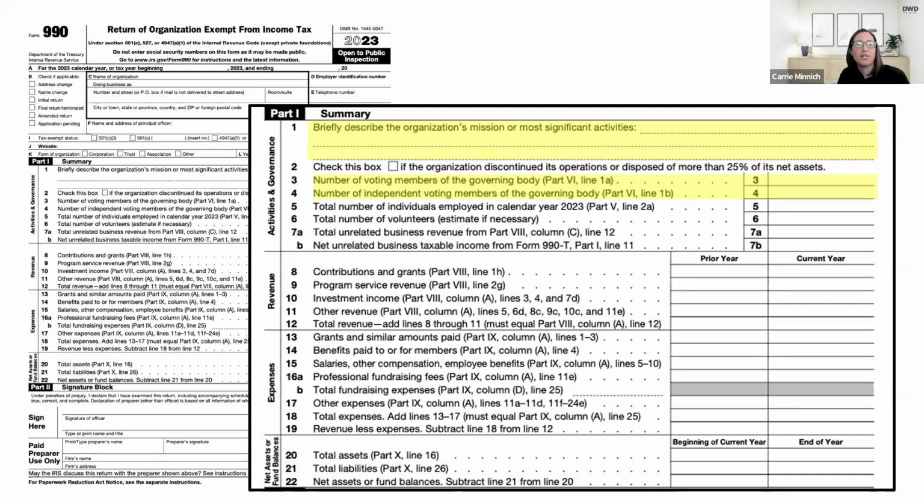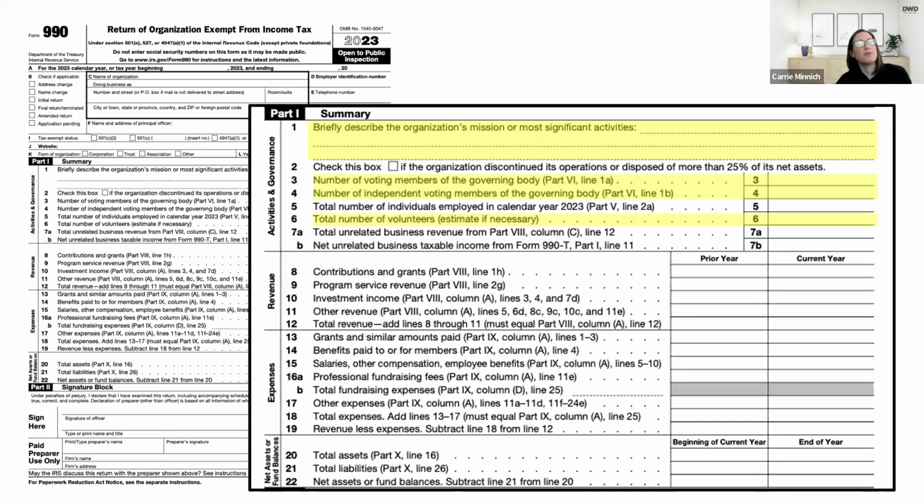Number 4 asks for independent voting members. The IRS thinks that a well-governed organization consists of independent board members, which are board members that are not paid by the organization. For example, if your executive director serves on your board and does have voting rights, most often they do not, but if they do, they would likely not be included in this number because they would likely be paid by the organization. So make sure you have those numbers correct, that it's the number of voting members at the end of your reporting year, and that you understand what independent means.